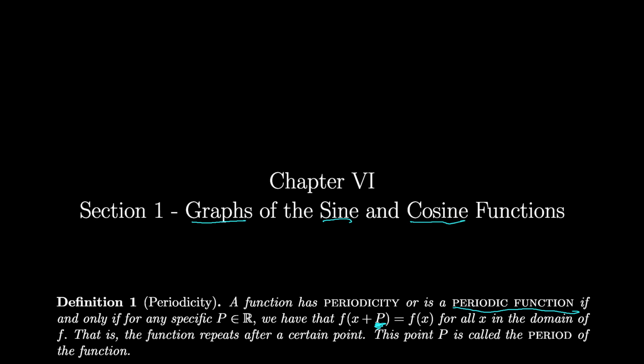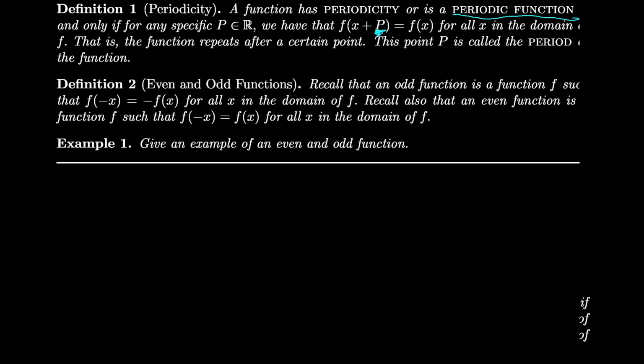But before we do that, I want to say one other thing about sine and cosine. So I want to talk about even and odd functions. Recall that an odd function is a function such that f of negative x equals negative f of x for all x. And an even function is a function so that f of negative x equals f of x. Let's give an example of an even and an odd function.